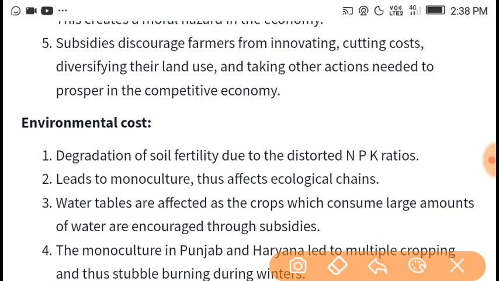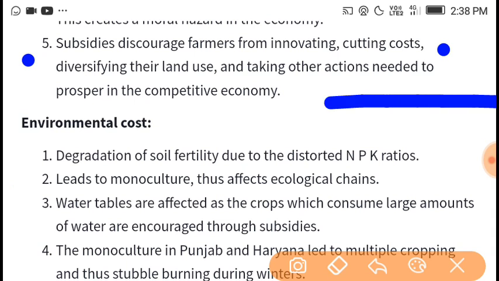Subsidies discourage farmers from innovating, cutting costs, diversifying their land use, and taking other actions needed to prosper in the competitive economy.